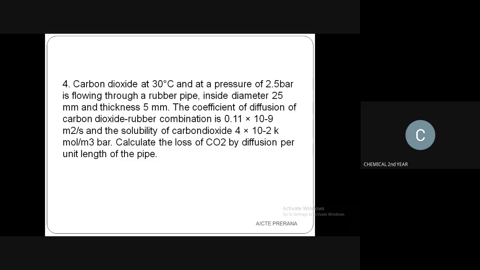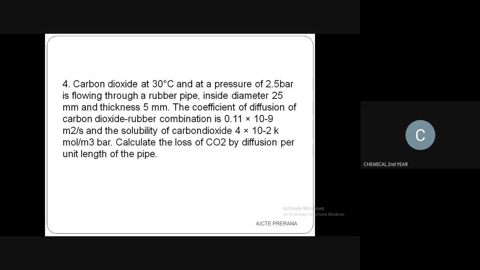The coefficient of diffusion of the carbon dioxide rubber combination is 0.11 into 10 to the power minus 9 meter square per second, and the solubility of the carbon dioxide is 4 into 10 to the power minus 2 kilomole per meter cube bar. Now we have to calculate the loss of carbon dioxide by diffusion per unit length of the pipe.